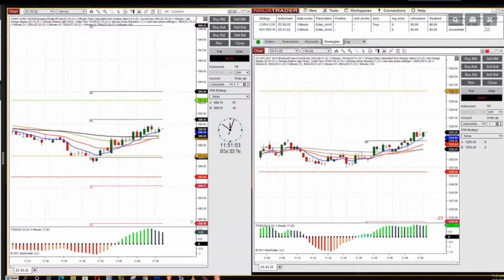Now, you don't want to hang around in a corn or a soybean trade if it's a monstrous move, because they have something called limit up and limit down. Our targets are nowhere near limit up and limit down, but it freezes the market. So you want to just be aware that if there's a gigantic move, you don't want to hang around in the corn or soybean markets.